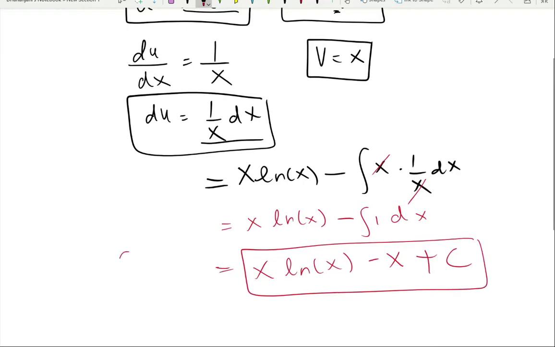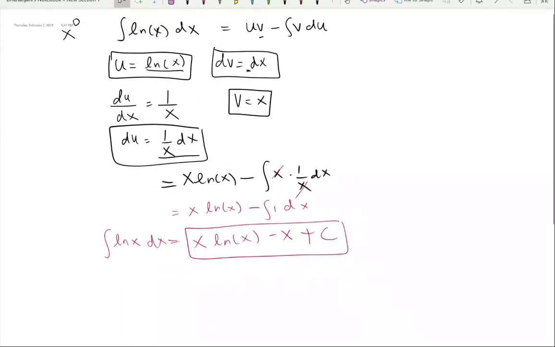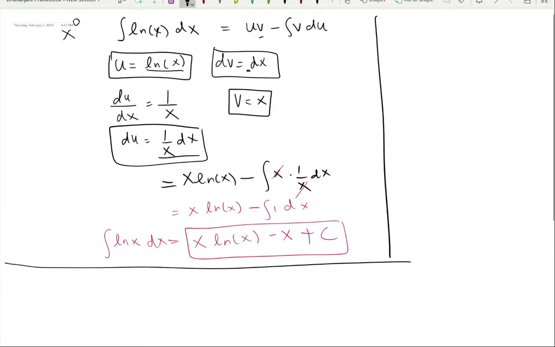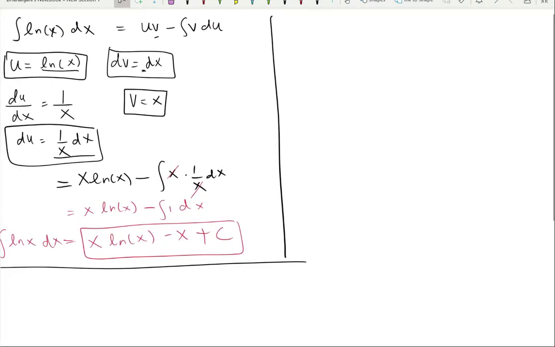This is what you get if you integrate natural log x. See, it's not a basic integral. You have to use integration by parts. Remember it, okay? More importantly, understand the strategy. Now I'm going to change this problem a little bit. I'm going to teach you another thing. This is going to be a little bit tricky.